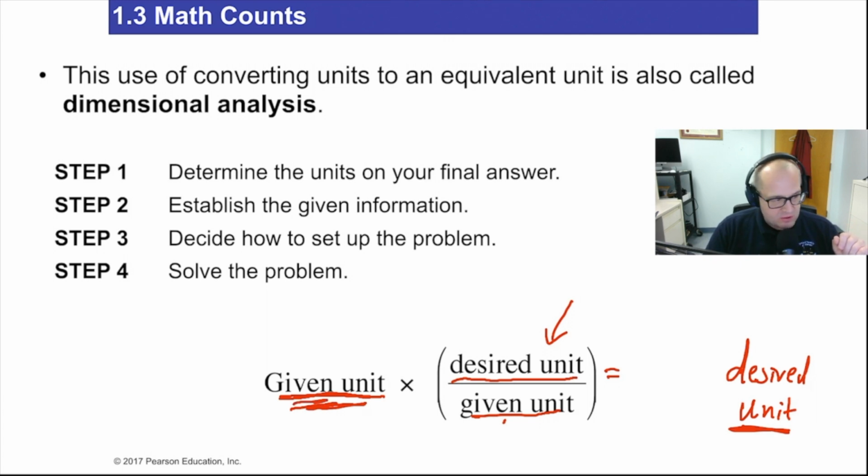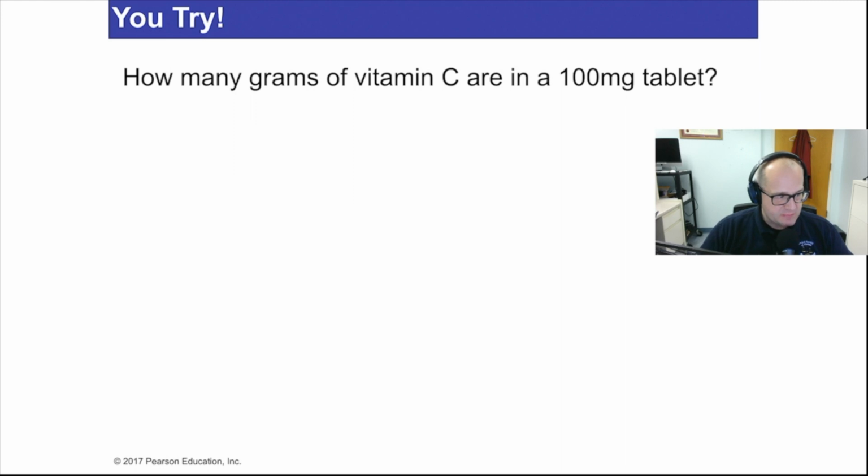Given unit, or where you're starting, is always written in the denominator of the conversion factor. Where you want to get to, or the unit that you're needing to convert to, always goes in the numerator of the conversion factor. And it will always work. It's so simple, guys. Let's see an example. Let me put my face back where I belong here.